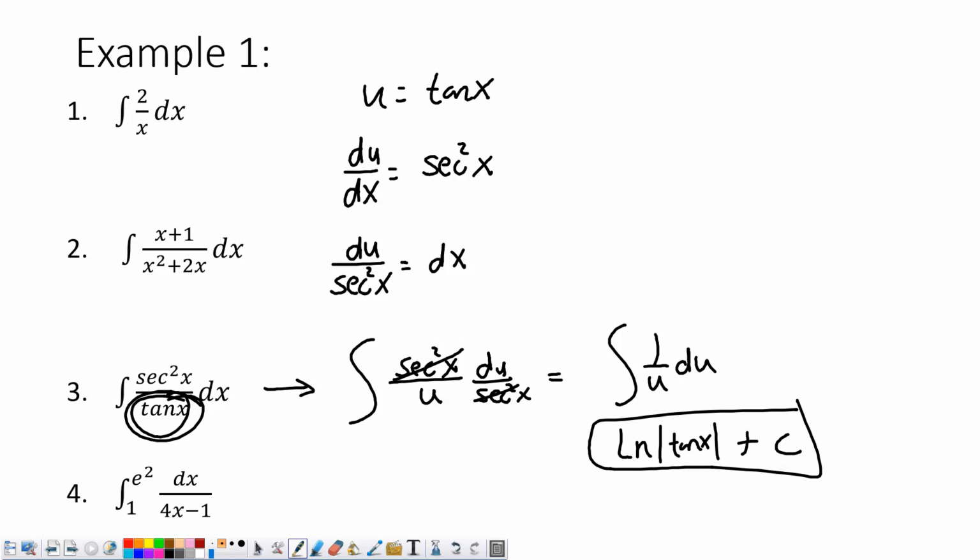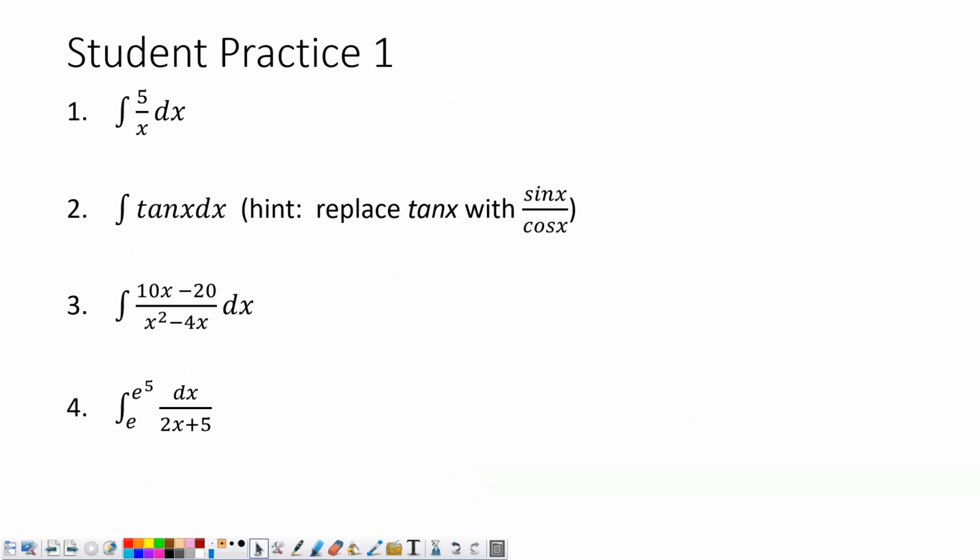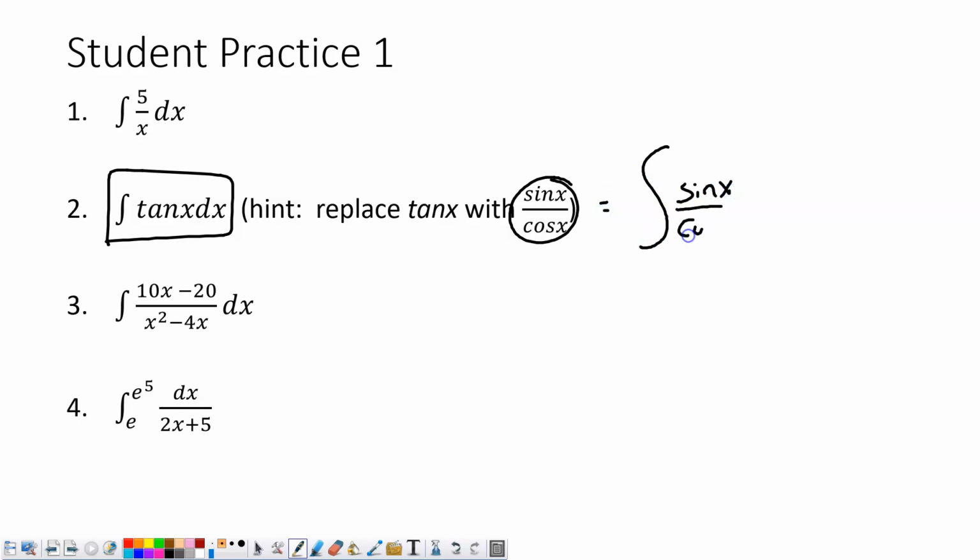So that's just one with trigonometry in it. I'm going to let you guys try one with trigonometry here. So for this one, I want you guys to do integral of tangent. But to do that, I want you to understand that tangent can be replaced. The first step is I want you guys to replace tangent with sine x over cosine x. And then from there, I'm going to let you guys take it. Okay, so pause the video here and then finish that problem up.